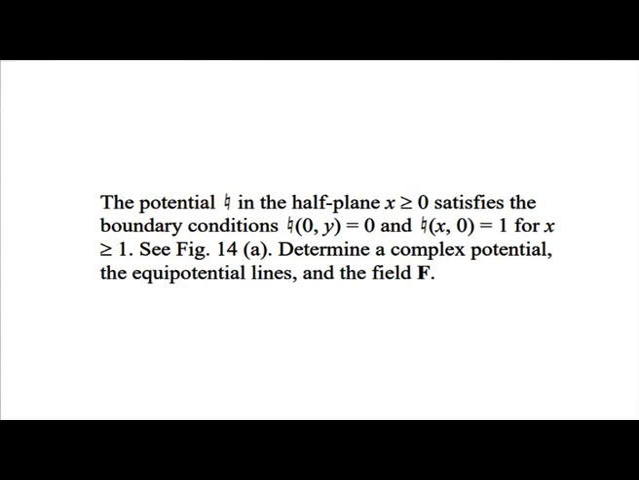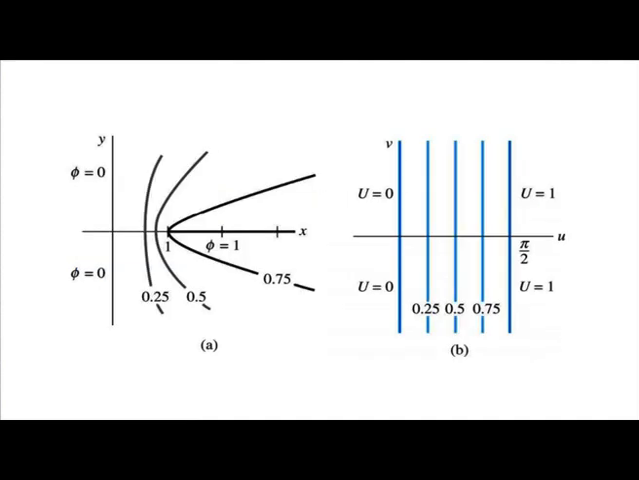So, let us see an example. The potential phi in the half plane x greater than or equal to 0 satisfies the boundary conditions phi of 0, y is equal to 0 and phi of x, 0 is equal to 1 for x greater than or equal to 1. Determine a complex potential, the equipotential lines and the field F. See the figure and let us see the solution.